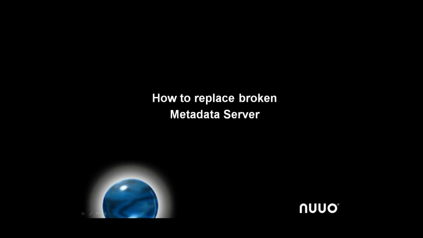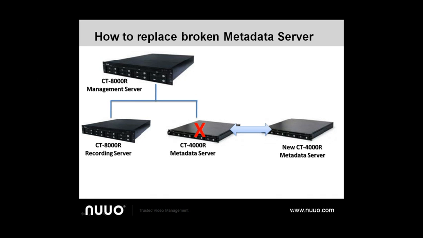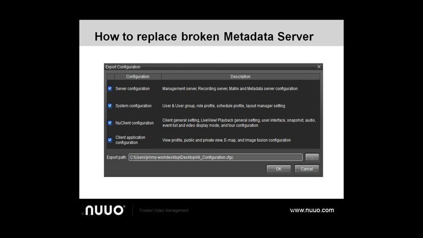Okay, the next topic is how to replace the broken metadata server. In the following procedure, the out of order metadata server is represented by the old metadata server, and the new metadata server is the new one to replace the older metadata server. It's the same step as replacing the management server and the recording server.